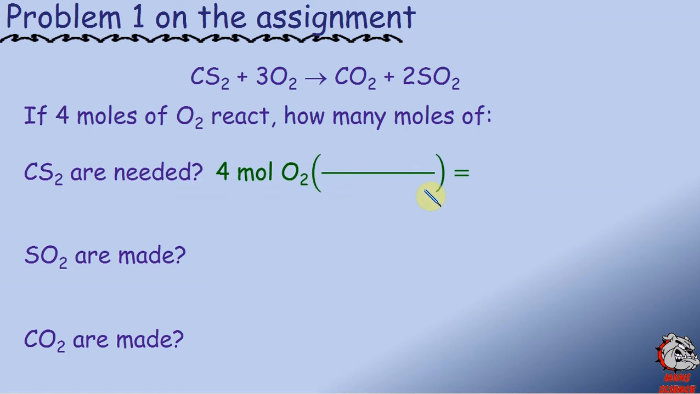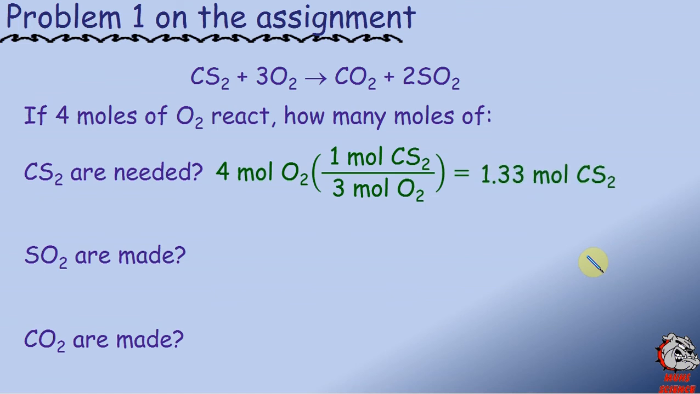So I have 4 moles of oxygen. What goes to the bottom? Moles of oxygen go to the bottom, and I bring this 3 along with it. Remember, the numbers inside the parentheses are just from the balanced chemical reaction. What goes on top? I'm interested in CS2, and there's a 1 in front of CS2, so I put 1 mole of CS2 on top. I said it was 1/3 the amount, so you have 1/3 of 4, and that's exactly what you're doing here: 4 divided by 3, or 4 multiplied by 1/3. I'm going to need 1.33 moles of CS2.